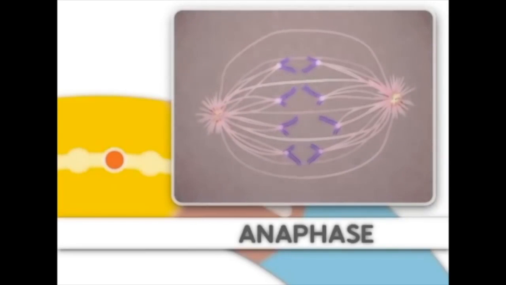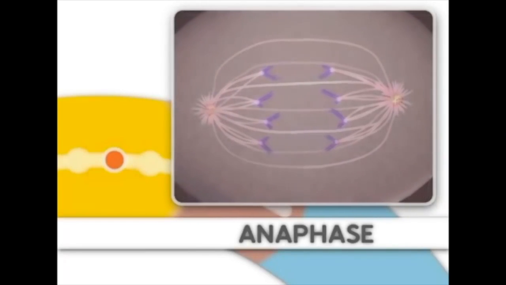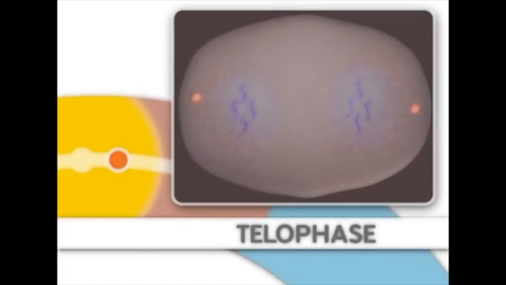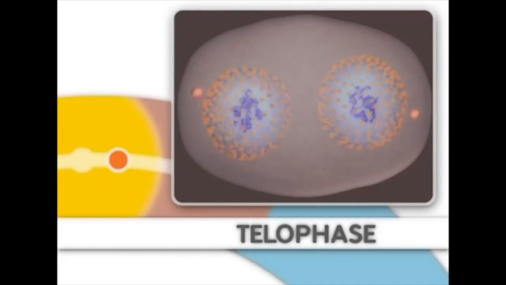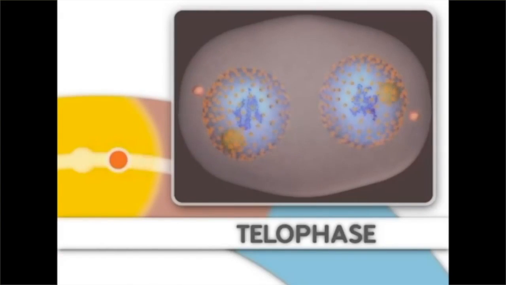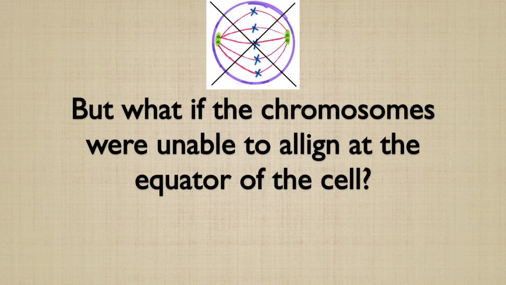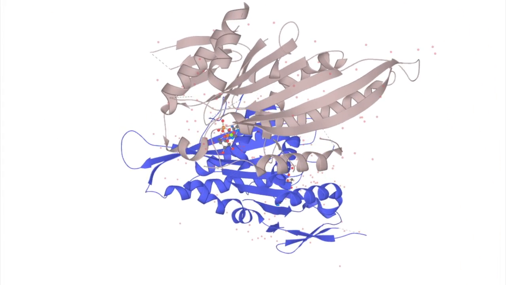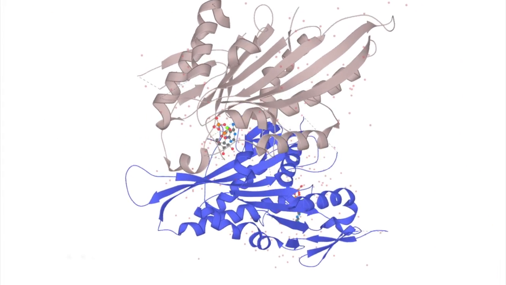Anaphase will follow soon after, allowing the chromosomes to begin to separate and move towards opposite ends of the cell, which leads into our final stage of mitosis, telophase, where the separated chromosomes will become enclosed in nuclear envelopes and decondense. But what would happen if the chromosomes were unable to come together at the equator of the cell during metaphase? The following image represents the KIF18A protein.